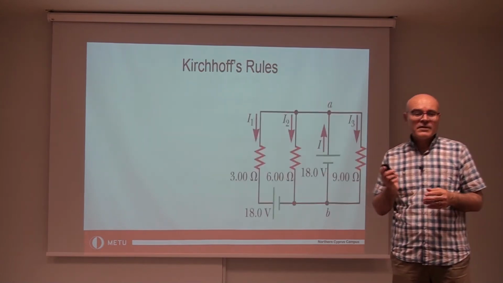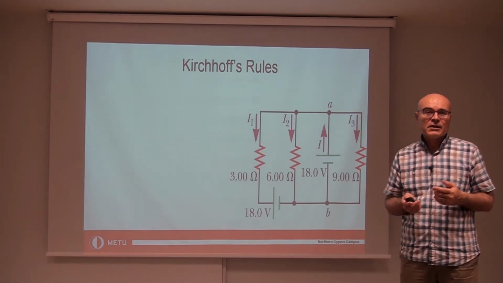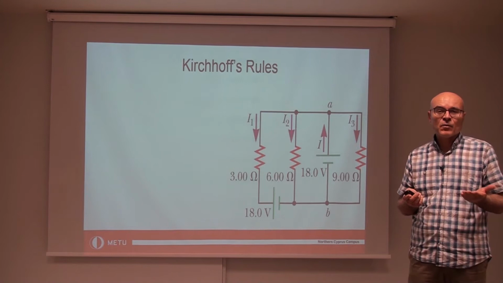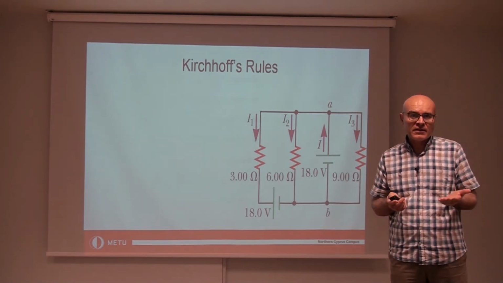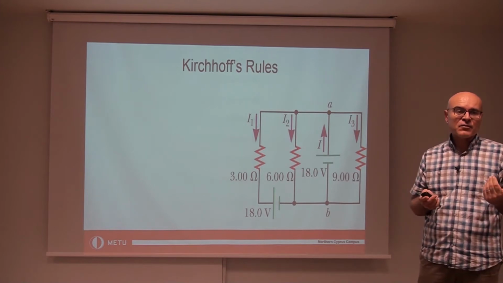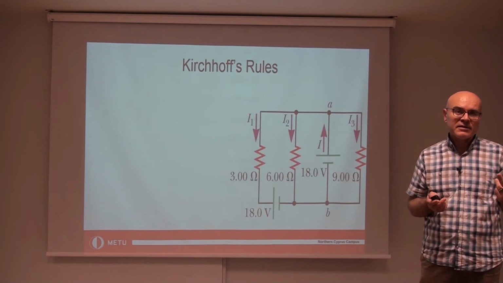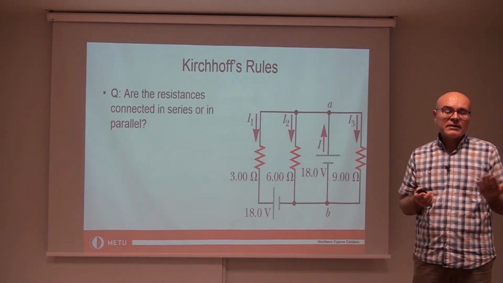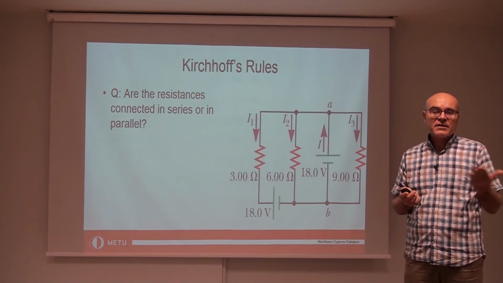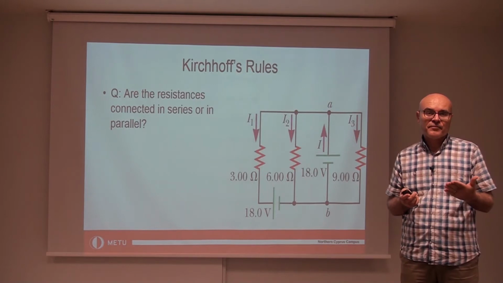So let's start with this circuit, and we want to analyze this circuit. In other words, we want to find what is the current in each of these resistances. This circuit, as you can see, consists of two electromotive forces and three resistances. Well, first of all, the first question is, are these resistances connected in series or in parallel?